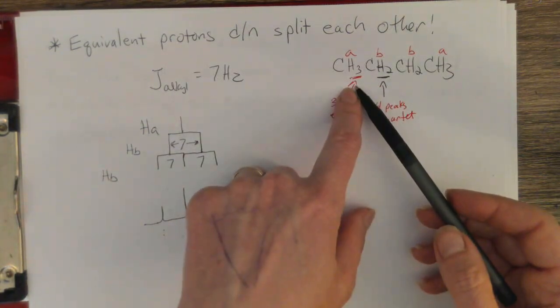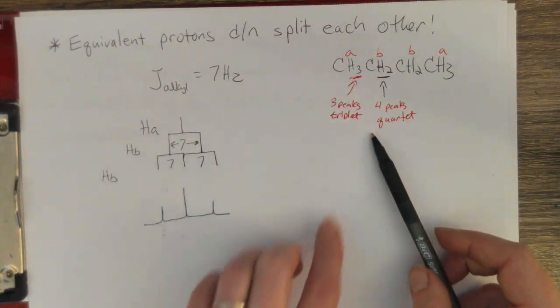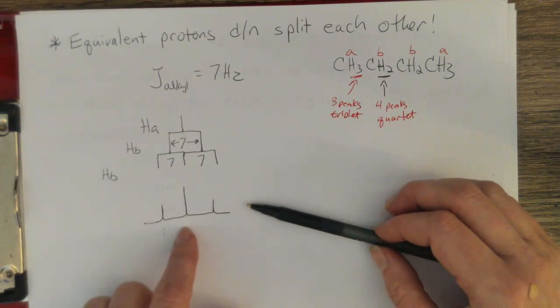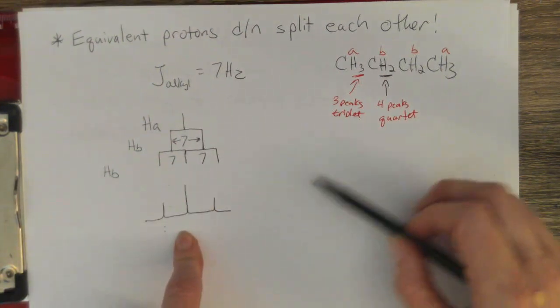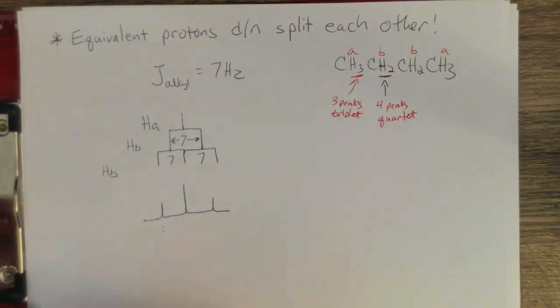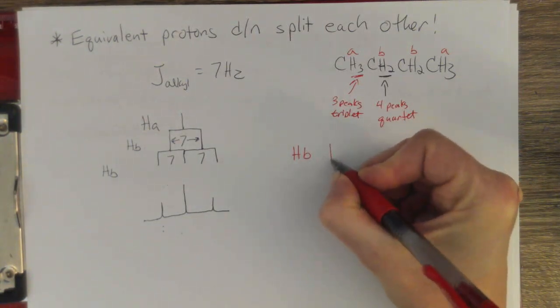Now we can use the N plus 1 rule here to do this much faster, but on an exam I could have maybe one question or so that asks you to draw a splitting diagram. So this is an example of a splitting diagram. Could we do it for the HB signal? Certainly, let's do that. I'll make it in a different color. So let's do HB, here we go.